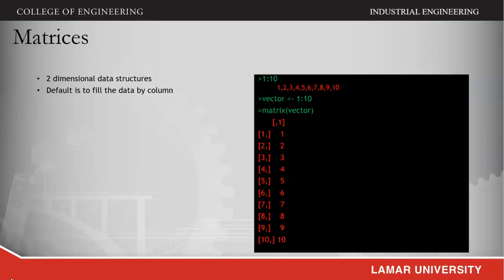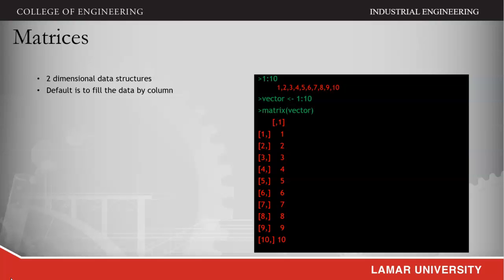So as I mentioned, matrices are two-dimensional data structures. The default is to fill the data by column, and here you can see that if you just type 1:10, it automatically lists the numbers 1 through 10, the integers. So you can use that as a shortcut to fill a vector, just like it's indicated on the screen.